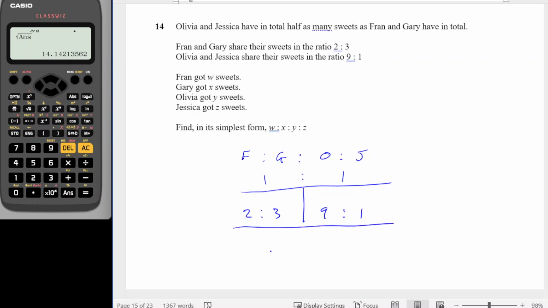Okay, so that means that O and J have got 10 parts to share, F and G have got 5 parts. So we can't combine them until they have equal parts. What we're going to do is create both of 10 parts. To do that, all I've got to do is double this one. So I've got 4 to 6, and now I can combine them with 9 to 1.